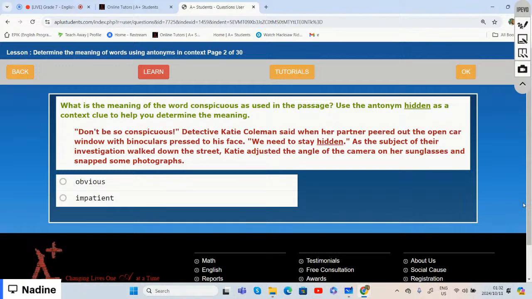All right, the next one says, what is the meaning of the word conspicuous as used in the passage? We need to use the antonym hidden as the context clue to help you determine the meaning.